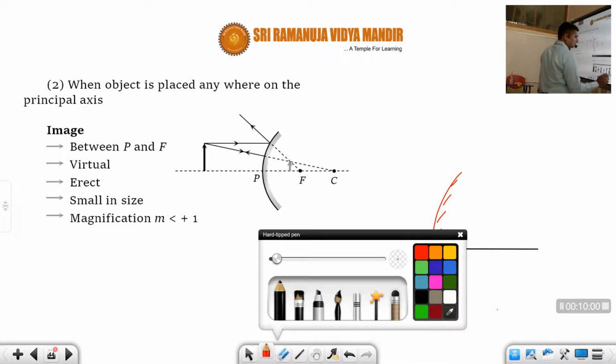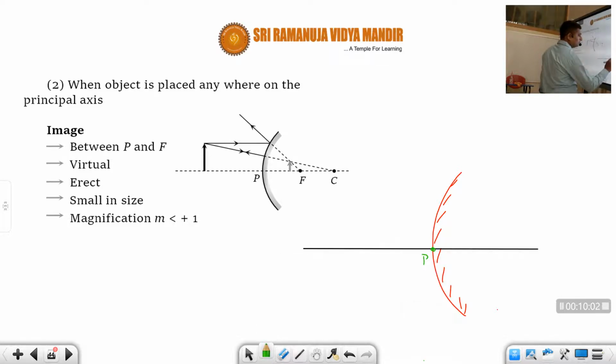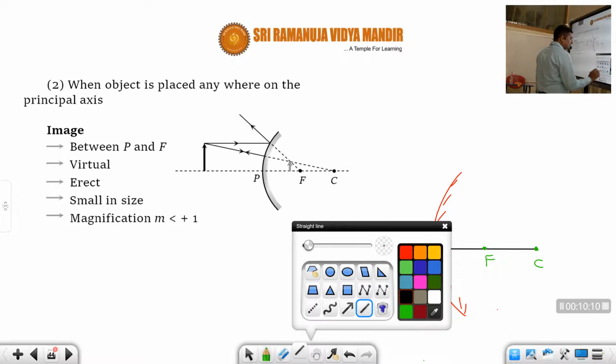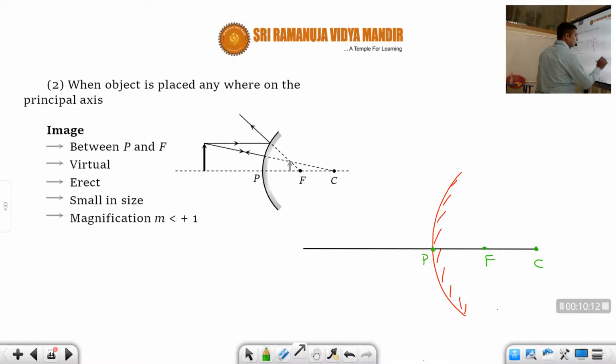And let us say this is the pole, this is the focus, and this is the center of curvature. Okay, so now let us take one object which is in front of the pole, in front of the mirror, students. Let us take this object. The object name is AB. Now it is placed between infinity and the pole. So this is infinity and this is the pole. Anywhere between infinity and pole you can place the object. This is the position.